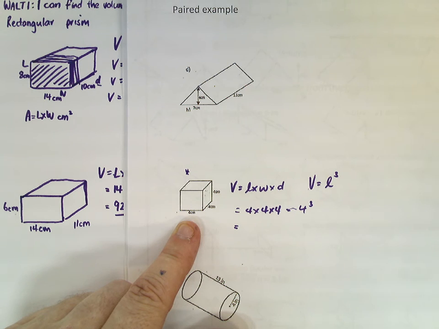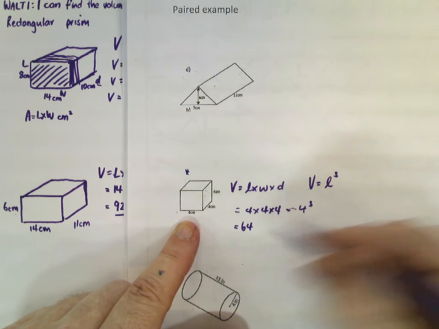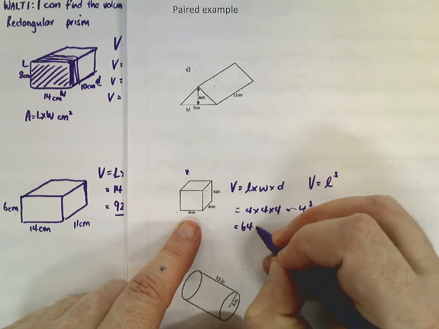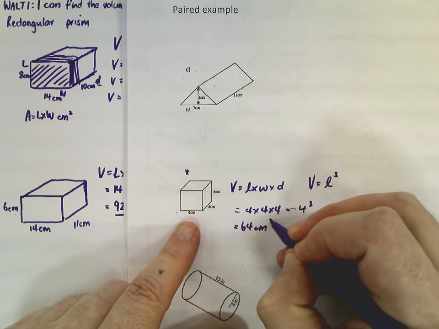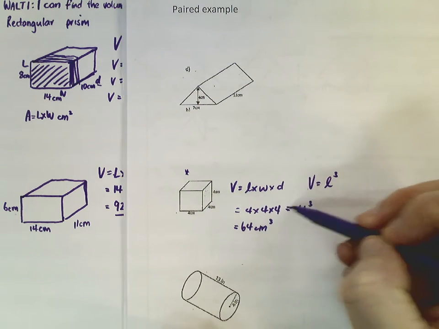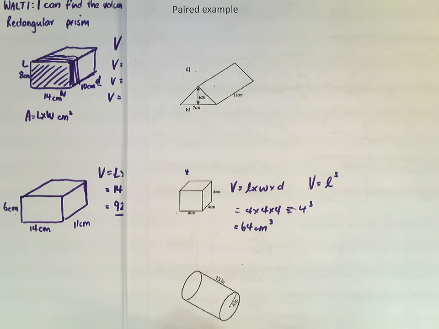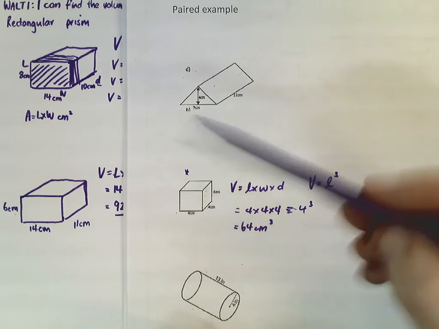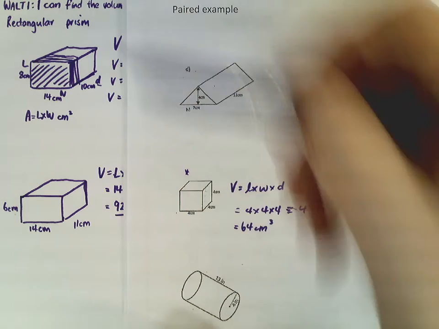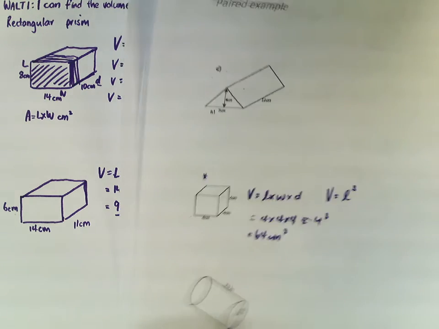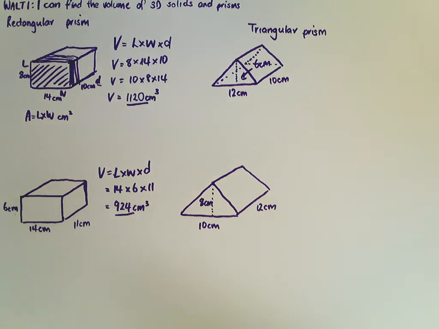So 4, and I've got a cubed button on my calculator. Once again, just checking, 64, and, of course, what were my units? Centimetres cubed. So either way will actually give you exactly the same answer. So you can treat a cube as just a special type of rectangular prism if you want. Okay, so we've looked at rectangular prisms, but we've still got another one to go. We're going to look at a different type of prism.